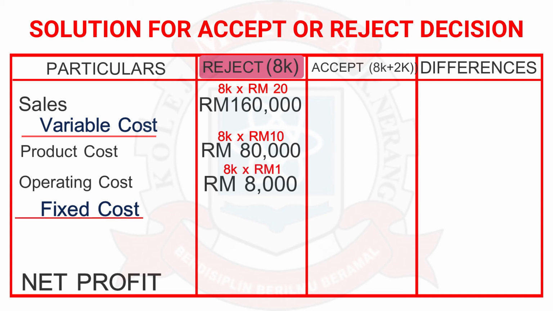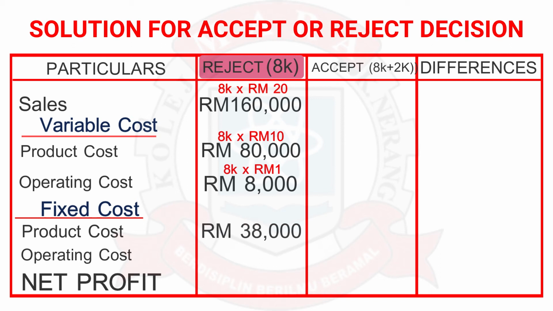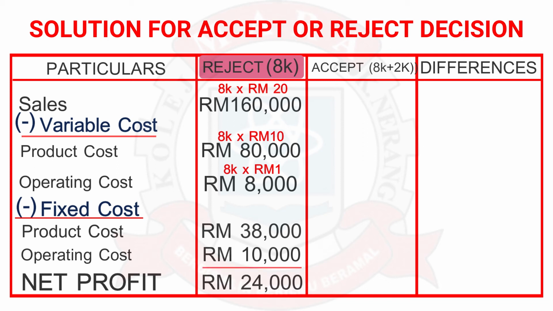Fixed cost consists of 2 items, product cost and operating cost. Fixed product cost is 38,000 ringgit. Fixed operating cost is 10,000 ringgit. Sales minus total variable cost minus total fixed cost, we will get net profit of 24,000 ringgit.